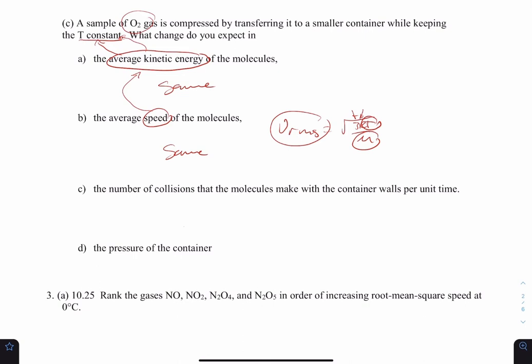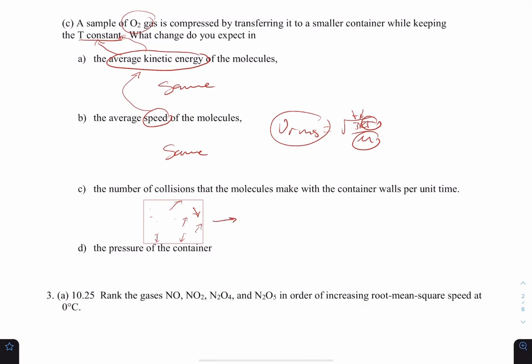All right, letter C here, the number of collisions that the molecules make with the container walls per unit time. If I have a box like this, and I put a bunch of particles in here, let's say gas particles are just roaming around here, and remember they're moving at speeds with vectors. We'll put some vectors in here. They're hitting the walls of the container with some sort of force and some sort of speed.